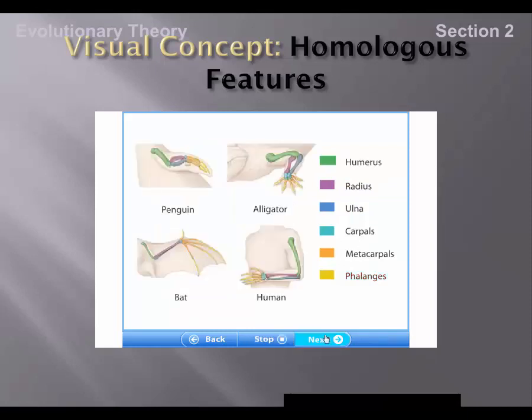When we compare the human arm to the forelimb of a penguin, an alligator, and a bat, we find some striking similarities. In all cases, the humerus extends from the body of the animal to a point where the forelimb can bend. Next in line come the radius and ulna, in each case side by side. The end of the forelimb, however, shows more dramatic adaptations.